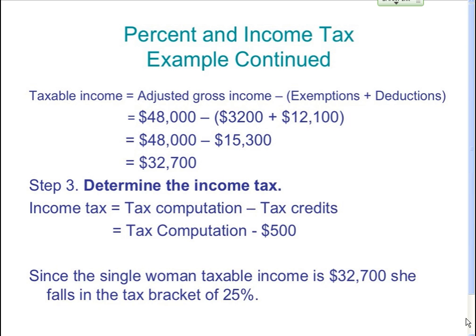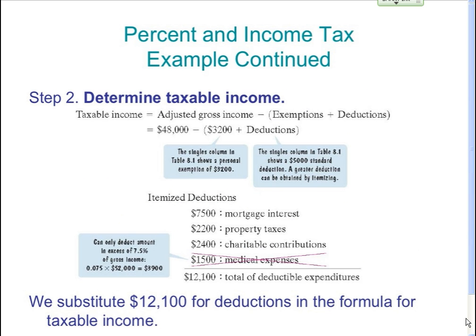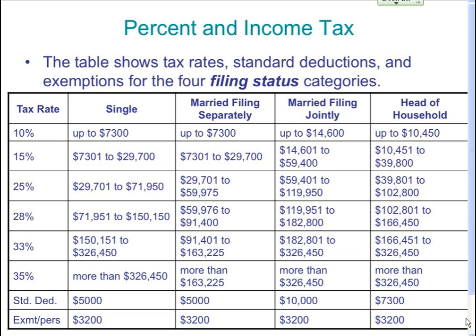Let's see if we can find the chart here. All right. So she's a single woman. We're going to look in this column right here, as we wait for the computer to catch up with us. Single woman. There we go. And we look for 32,700.